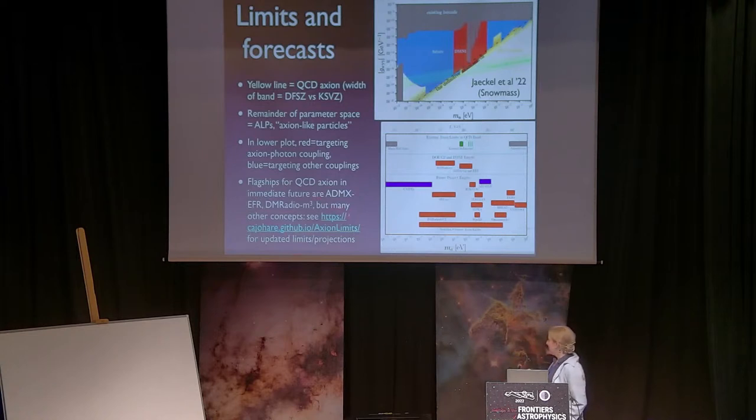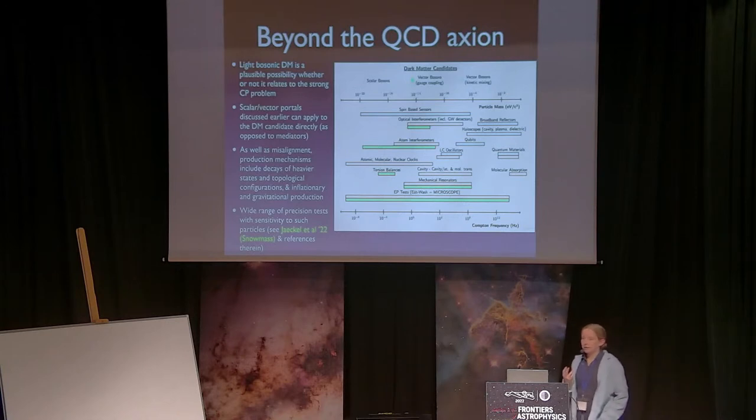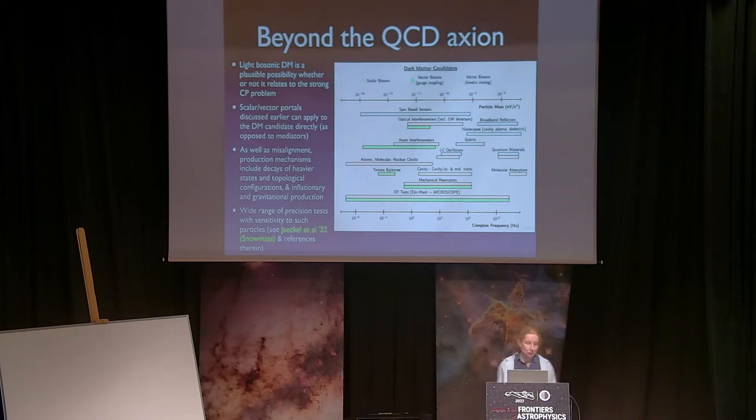There is also this nice website which you can go to whenever you want to look at updated limits and projections on axion searches. I guess I'd also say that light bosonic dark matter is a pretty plausible possibility whether or not it relates to the strong CP problem. As we've said, there's an enormous possible mass range.